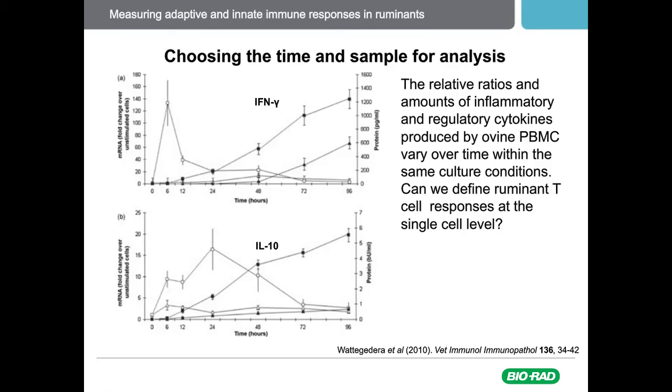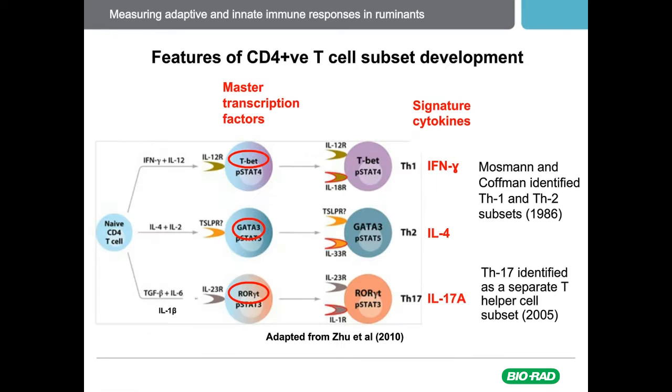In contrast, when we look at interleukin-10, we see that the peak of that response is later, and again the protein will continue to be produced and secreted and accumulate in the culture supernatant. The point there is that wherever you harvest, particularly if you're interested in knowing whether you've got a pro-inflammatory or a regulatory type response, the ratio of those cytokines to each other is going to change over time. So selecting that time point is absolutely crucial.